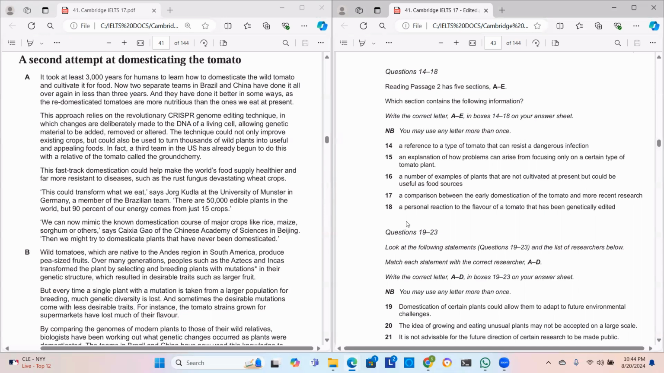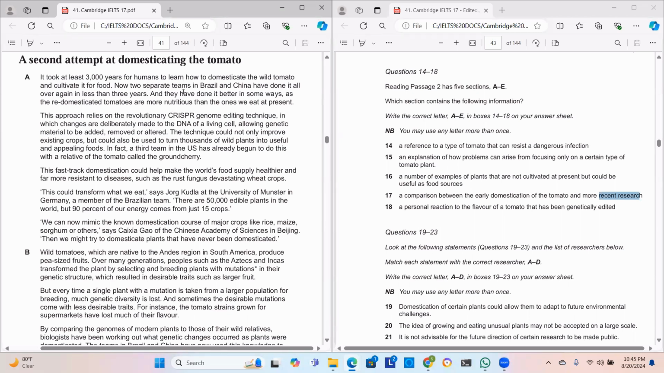17, a comparison between the early domestication of tomato and more recent research. So did we read about any comparison here? Early domestication of tomato and more recent research. So is there any comparison? I think he compared the past and present here, right? It took at least 3,000 years for humans to domesticate the wild tomato, right? Now, see, it all began all over again in less than 3 years, and now they have done it better in some ways, as the redomesticated tomatoes are more nutritious than the ones we eat at present.